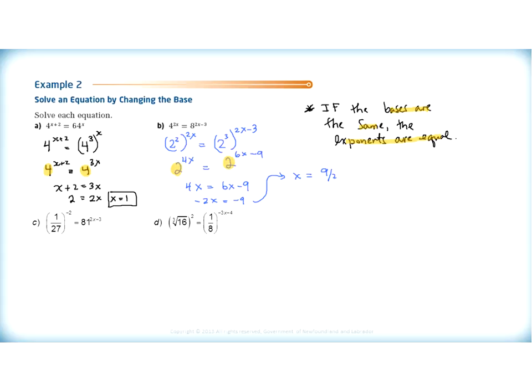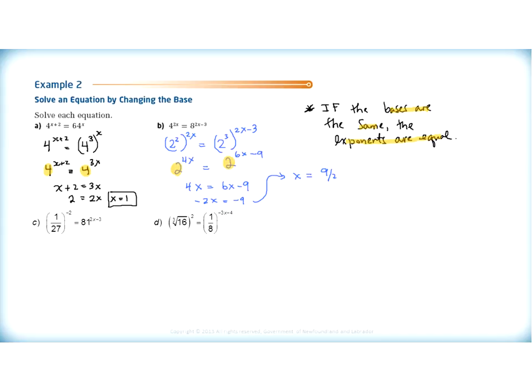Let's have a look at C. Now look at C here. I got 1 over 27 and 81. Look at your bases. My base right now is 1 over 27 and 81. You got to think, how can I rewrite both of these with the same base? What number do you think you might be trying to reach here? I'm thinking 1 over 27 and 81, I can rewrite that with a base of 3.